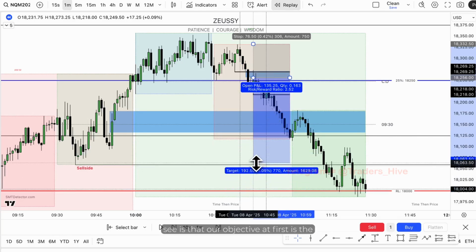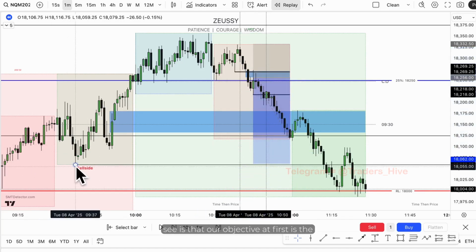Why? Because what you can see is that our objective at first is this sell-side liquidity pool, which formed throughout the first 10 minutes of trading. Think back to the market maker buy model, which I showed to you. I know the majority of people skip through these lectures. They take the parts which they find interesting and then they move on to the next one. However, if you listen closely, you will hear that throughout the lectures that are completely on a specific topic, I actually hint at other things.